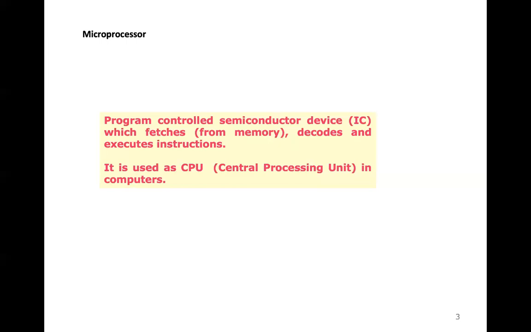This is the microprocessor definition. A program controlled semiconductor device. This is the IC, integrated circuit, which fetches from memory, decodes and executes instructions. Instruction means, suppose you complete one program.